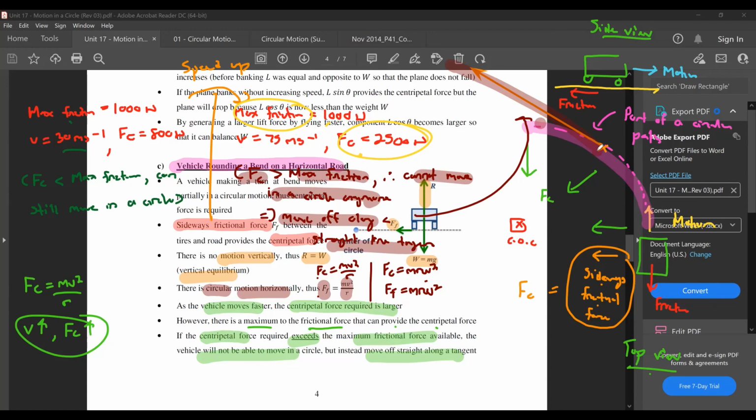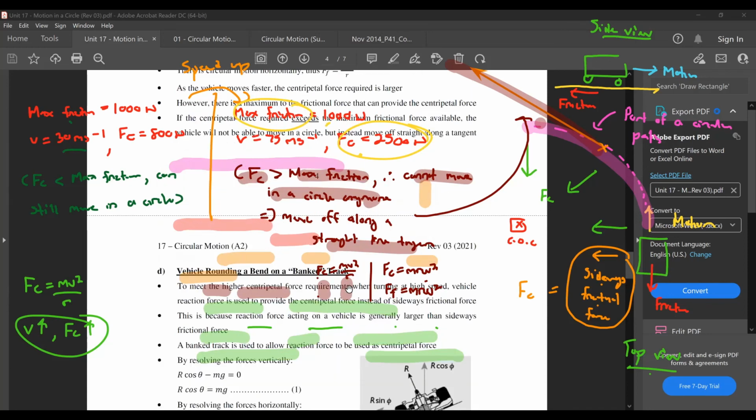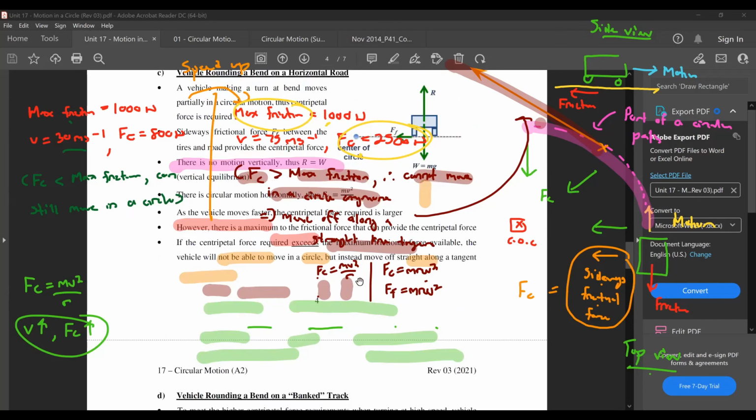Okay, so this is what you can say: this one moves off along a straight line tangent. That's why we cannot move too fast. If you move too fast, you come to a point that friction cannot provide you your centripetal force anymore. So you start to lose control of your car, and your car will just move straight off and fly off somewhere. Okay, right? So basically, there's one part here.